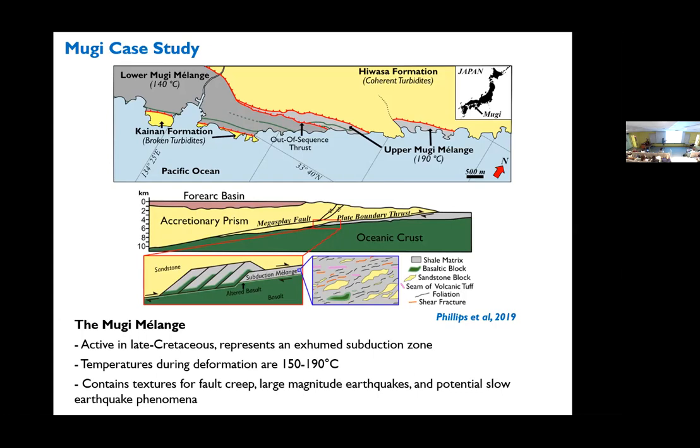In the middle of this melange, there's an out of sequence thrust, and it separates 2 temperature domains. This lower Mugi Melange deformed at temperatures of about 140 degrees, and this upper Mugi Melange in the light gray deformed at temperatures of about 109 degrees. And what's exciting is there are textures for both fault creep and large megathrust earthquakes and potential slow earthquake phenomena.